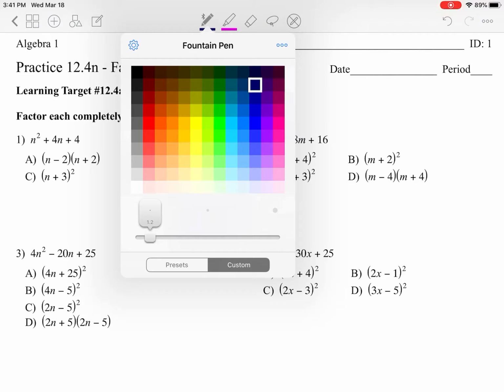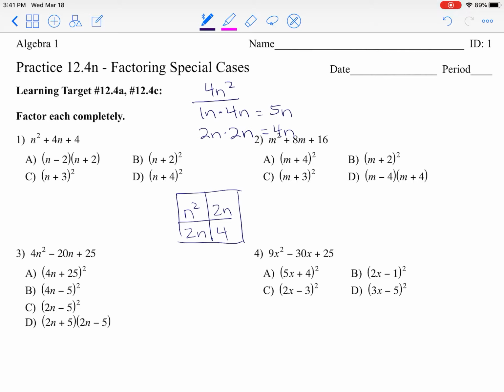And then we need to do our greatest common factor for our rows and columns. So on the top row, n squared and 2n have a common factor of n. On the bottom row, 2n and 4 have a common factor of 2. They're both positive because the boxes that they touch are positive. So my first binomial factor is n plus 2. When I repeat that process for the columns, my first column on the left, n squared and 2n have a common factor of n. 2n and 4, again, have a common factor of 2. They're both positive because the boxes they touch are positive. And so that binomial factor is also n plus 2.